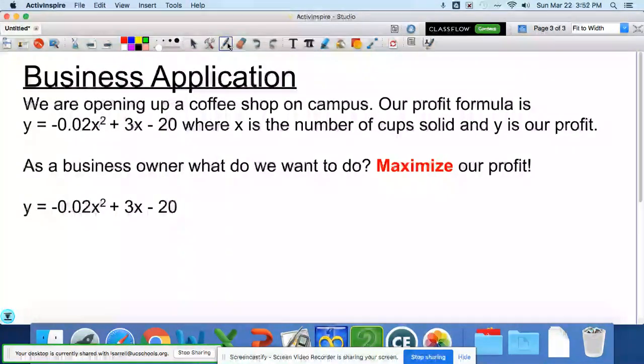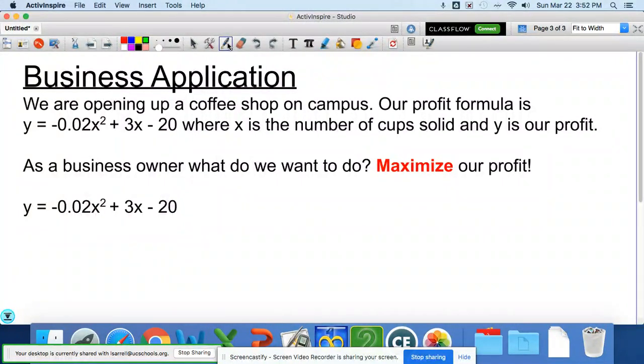Now, quadratic profit functions, just to give you the lay of the land, are not heavily used. They're really mostly used for diminishing return type problems, if I remember correctly. But let's just go with it. Let's talk about this as if this was our business. Well, we're a business owner. What do we want to do? We want to maximize our profit. You want to make as much money as you can. And that key word there is maximize.